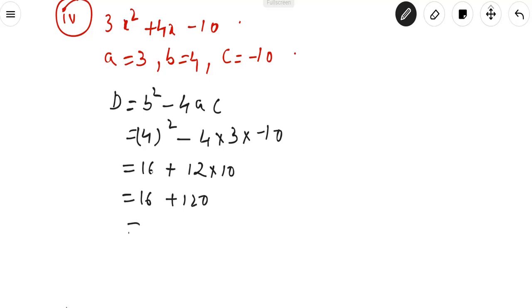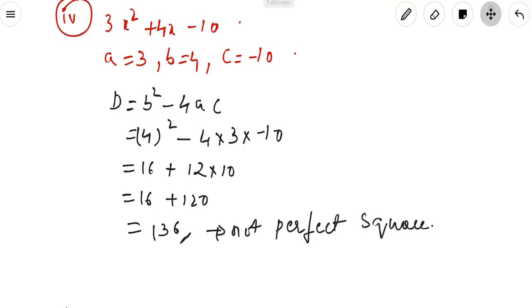So this becomes 136. Is it a perfect square? No, it is not a perfect square. 136 is not a perfect square. So further we cannot do calculations, that is, we cannot do factorization. So it is not a perfect square. Okay, so we'll go for the next problem.